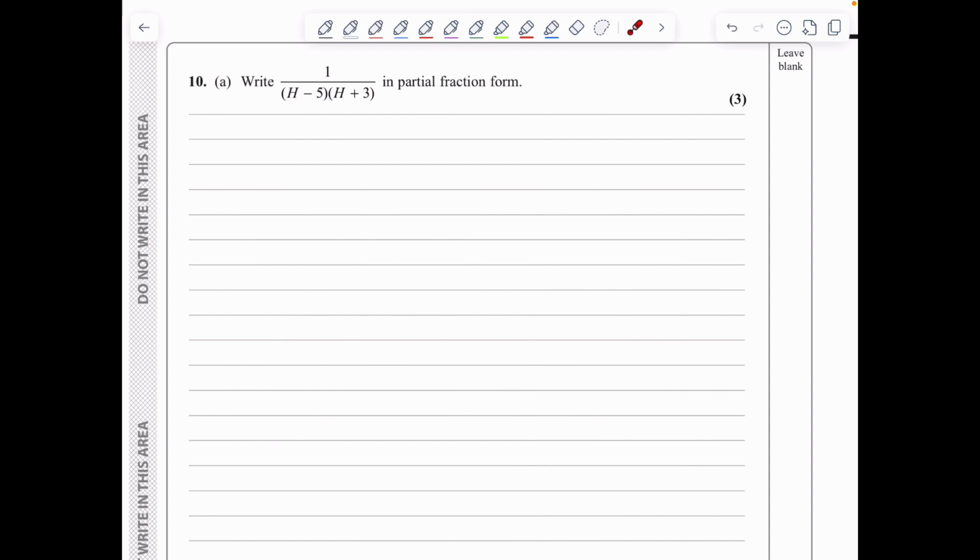In 10a, we are asked to write 1 over h minus 5 times h plus 3 in partial fraction form. So essentially, we're looking at partial fraction decomposition. So 1 over h minus 5 times h plus 3 can be decomposed into a constant a over h minus 5 plus a constant b over h plus 3. I will get rid of the denominators by multiplying throughout by the LCM, which is h minus 5 times h plus 3, and this leads to 1 is equal to a times h plus 3 plus b times h minus 5.